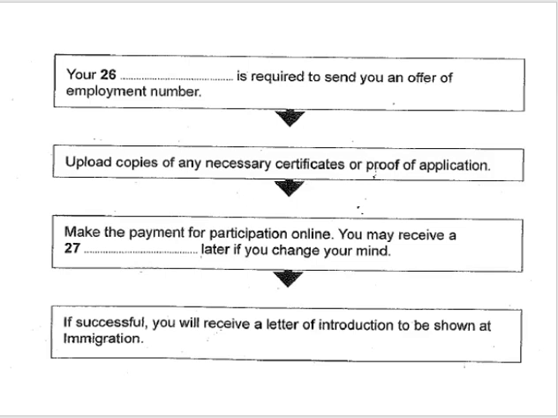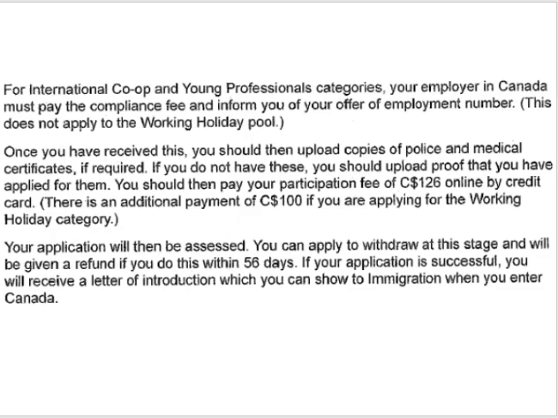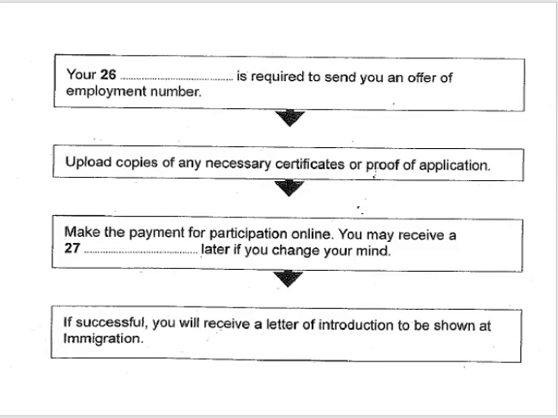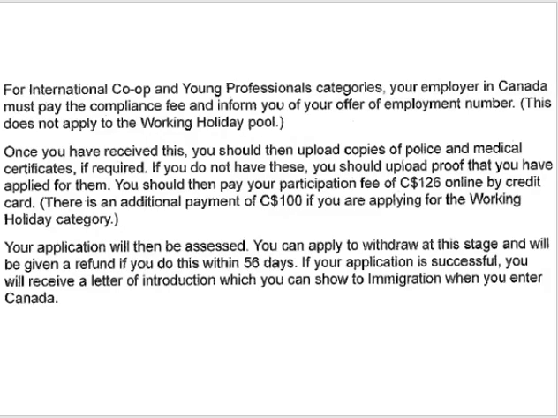Then the next step in the process is upload the copies of any necessary certificates or proof of application. Let's see. Certificates. Okay, once you have received this, you should upload copies of police and medical certificates if required. If you don't have these, you should upload proof that you have applied for them. Then you should pay your participation fee. Okay, so after this, what do we need to do? Make a payment for the participation online. You may receive a dash later if you change your mind. So what do we get if we change our mind?